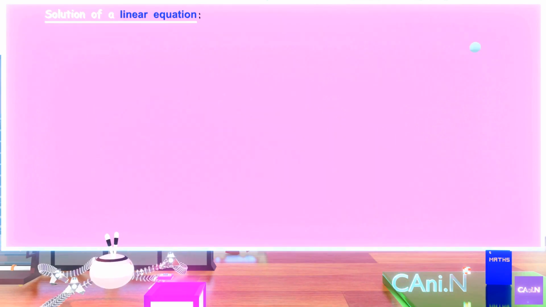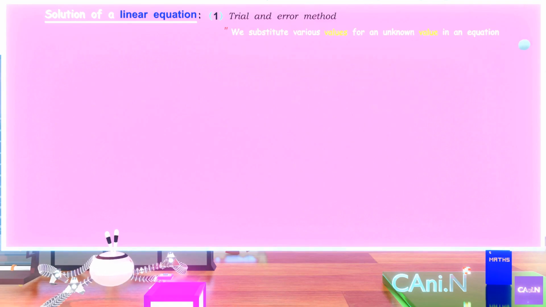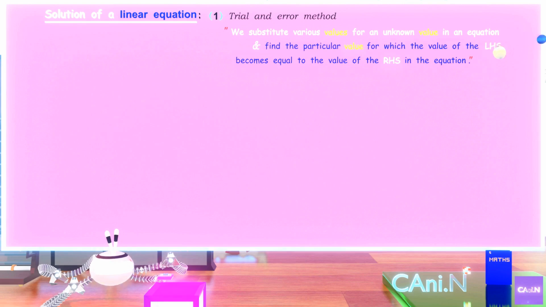Solution of a linear equation. Trial and error method. Here, we substitute various values for an unknown value in an equation, and find the particular value for which the value of the LHS becomes equal to the value of the RHS in the equation. Example, solve 7 - x = 3.